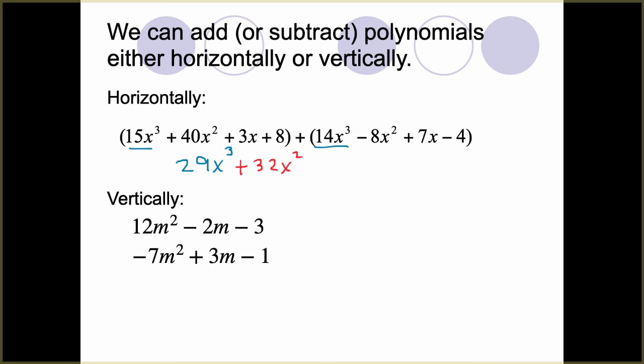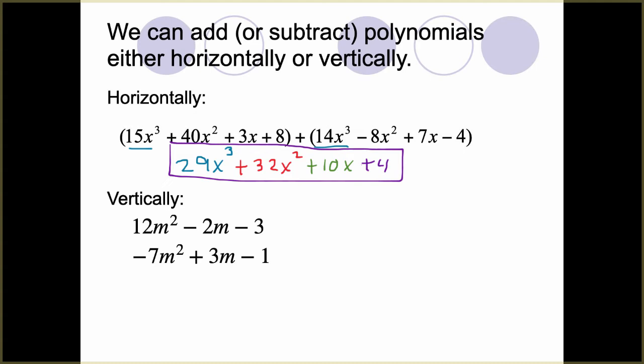Then we have a 3x plus a 7x, and we get 10x, so plus 10x. And lastly, we're going to take the 8 plus a negative 4, so 8 minus 4, which is plus 4. And this is my combined, added together polynomial. If we had to name this, we would call it a cubic polynomial. Since it has 4 terms, we don't have a special name for 4 terms, but it is a cubic because the highest exponent is 3.